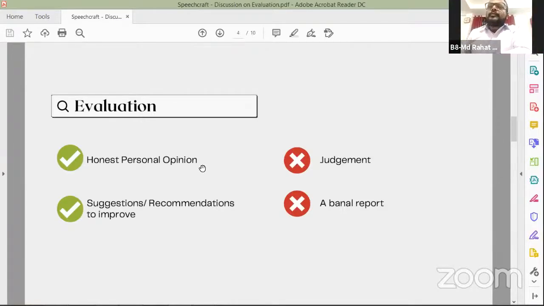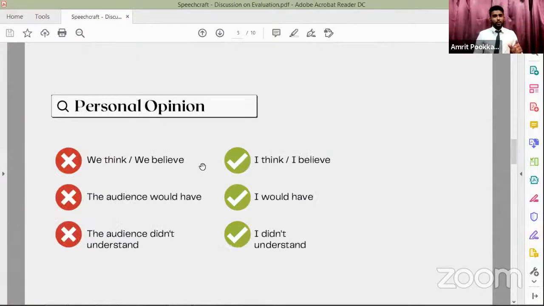Now, I told you it's an honest personal opinion. So it should be how you felt it. Like, I think or I believe you could have done this. I would have connected more if you had done it this way. I didn't understand this part of your speech, but I feel it would have been better if you put it in this particular way. It should all be about you as the evaluator, how it moved you.